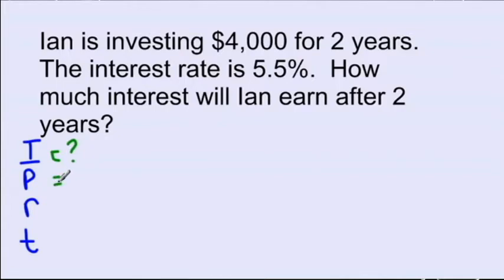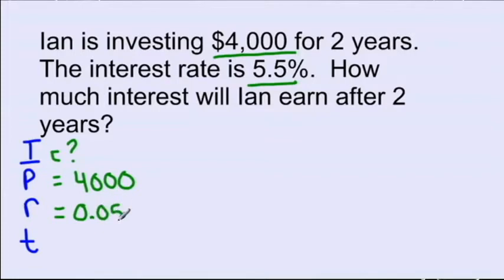The principal is the amount that Ian's investing. So they give that to us. It's $4,000. The rate is the interest rate as a decimal. So we're going to have to take that 5.5% and divide by 100. If you wanted to punch that into your calculator, you can feel free to do that. It would be 5.5 divided by 100. And T is the number of years. So they tell us it's 2 years.